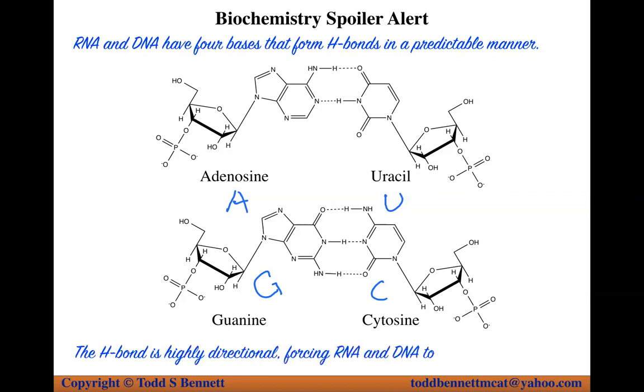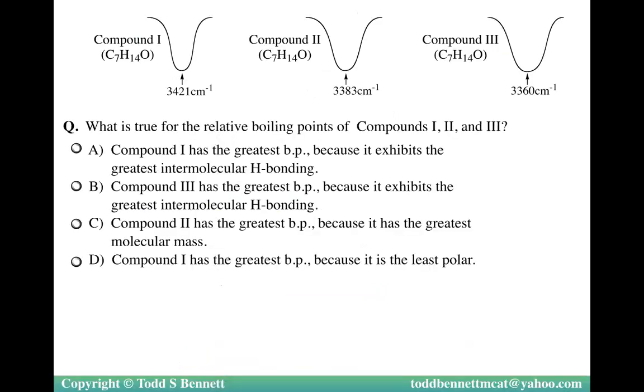Okay, so the H bond is highly directional, forcing RNA and DNA to bend into place. Hopefully that makes sense, but that's why I've drawn it tilted. This structure is bent over, emphasizing the H bonds have to be lined up straight. There are your bio alerts. So I mentioned a few things along the way, and I want to go ahead and apply this to a few questions.